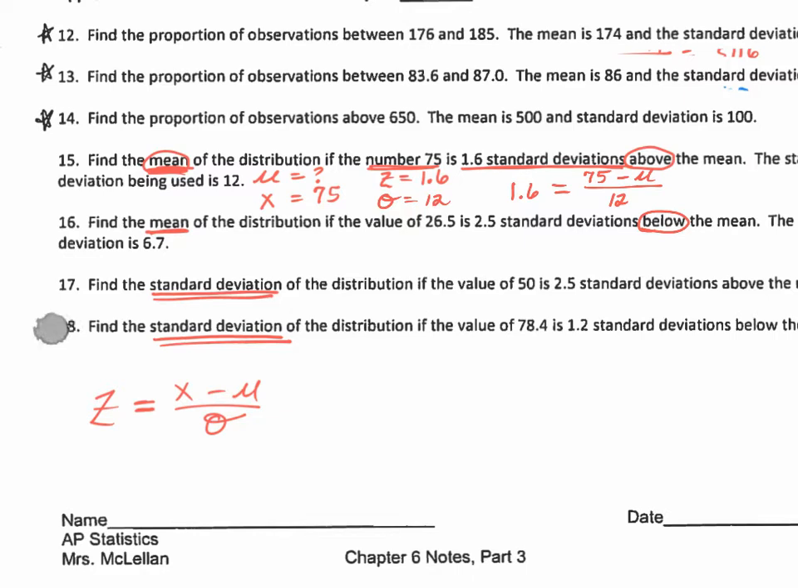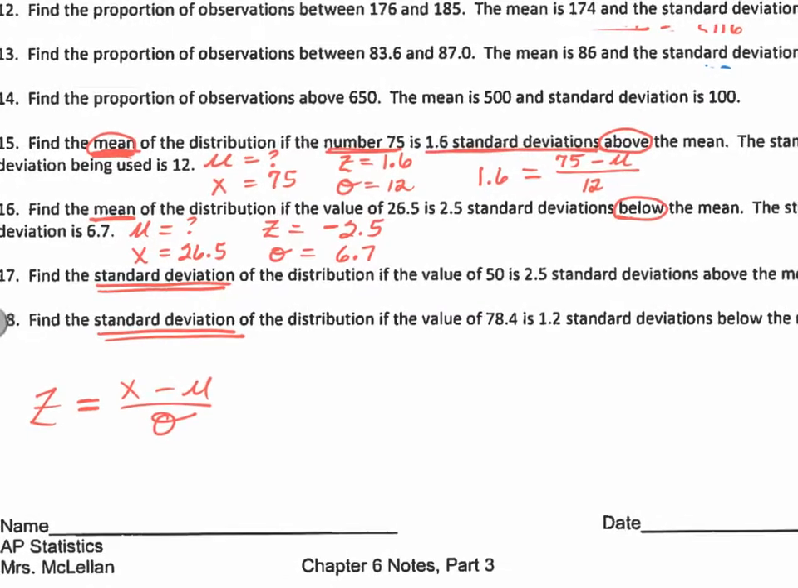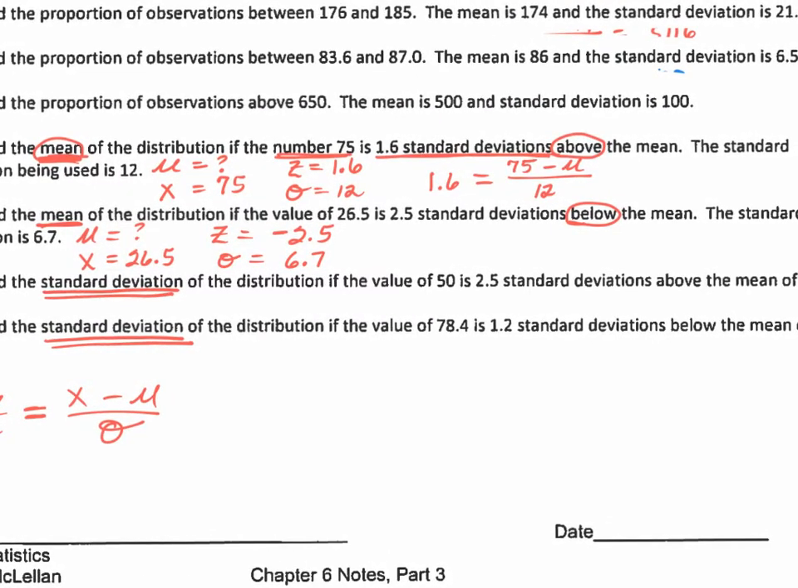So try real quickly to list out what your formula looks like on number 16. Let's see if you get all those values placed correctly. So try that now on number 16. I hope you noticed your z-score is negative 2.5 because it is 2.5 standard deviations below the mean. So negative 2.5 equals x, which is 26.5, minus mu, which you don't know, over the standard deviation of 6.7, and you're going to solve that.